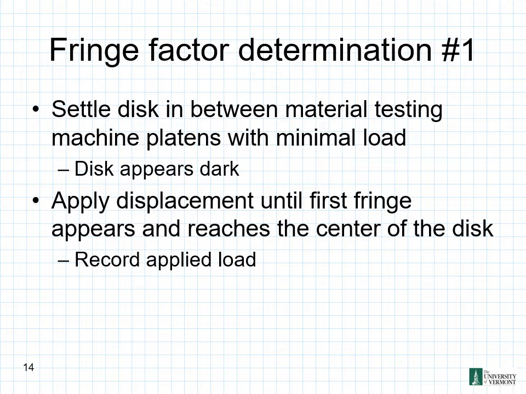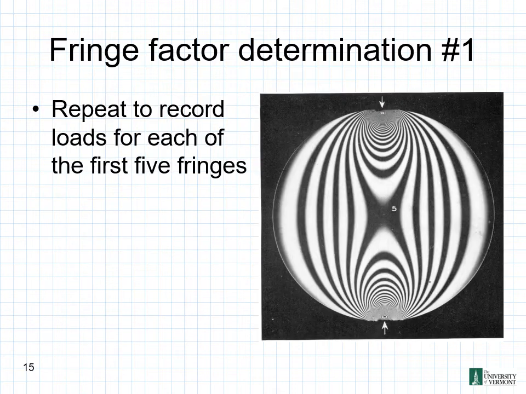So we're talking about fringe factor determination. Number one here, settle disk in between material testing machine platens with minimal load. So the disk is going to appear dark. So you're setting it up in the machine there, put the minimal load on it just enough to hold it in place. Then you're going to apply displacement until the first fringe appears and reaches the center of the disk and record that applied load. Then we'll repeat to record loads for each of the first 5 fringes.